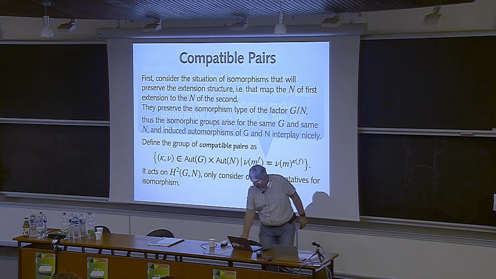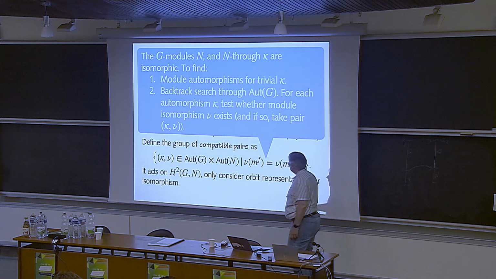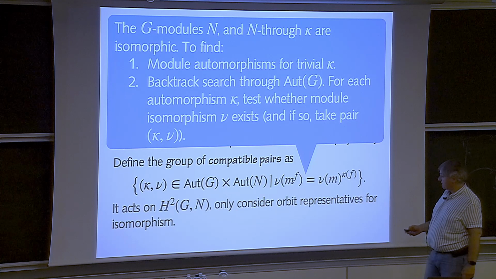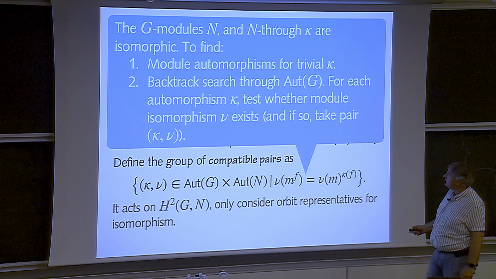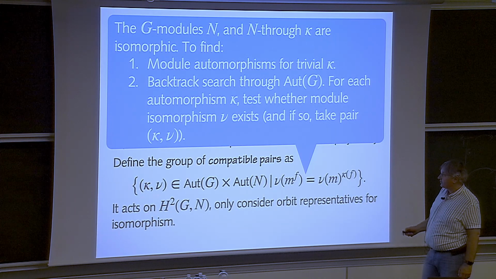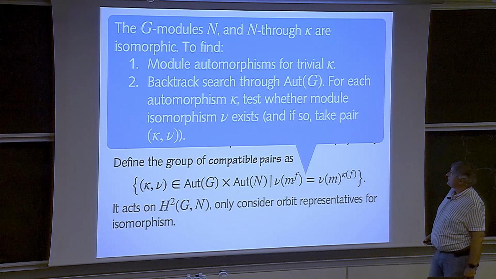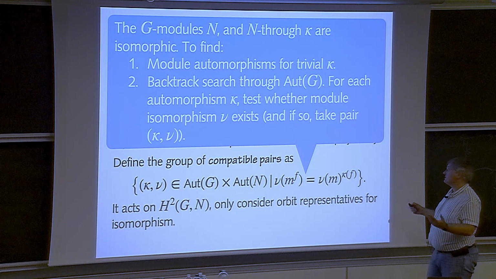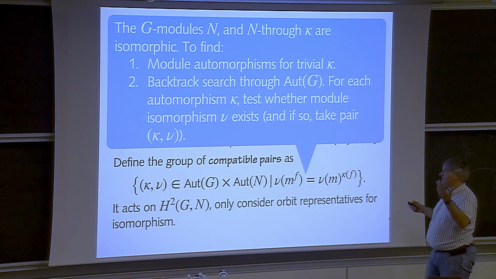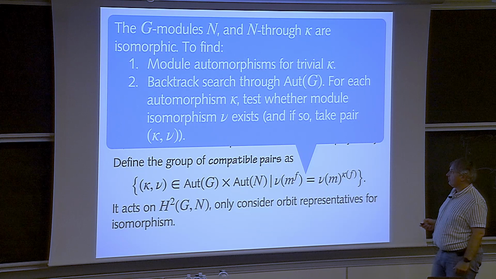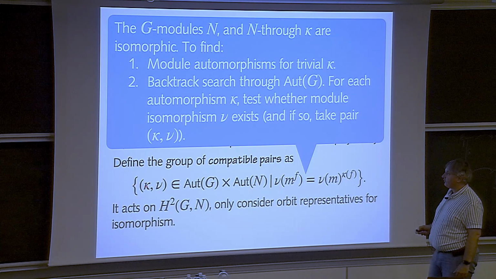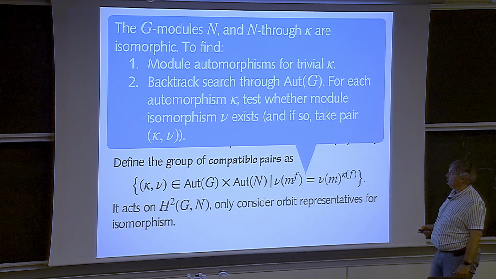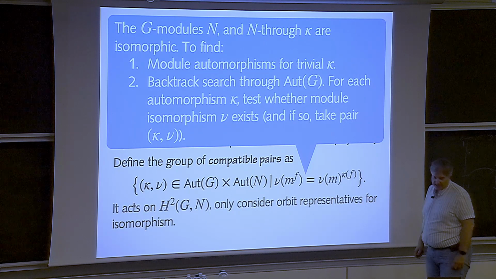How do I get the compatible pairs? Well, I first calculate the module automorphism group of N as a G module. These are basically the ones for a trivial kappa. And then I run a backtrack search through Aut G. This is very similar to what is happening in the automorphism group calculation, and see whether for a given kappa I can find a new one, and that is basically a module isomorphism test.